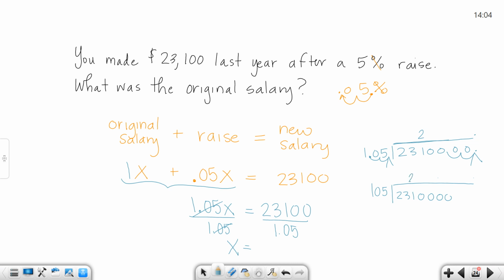There we go. Okay, so it's going to go 2 times right here. So 2 times 5 would be 10, and 2 times 1. And then 105 times 2, that would be 210 again. Remember my decimal's right here, so I have to put zeros to hold the position. 1, 2, 3. So the original price is $22,000 even. That was the original salary before the raise.